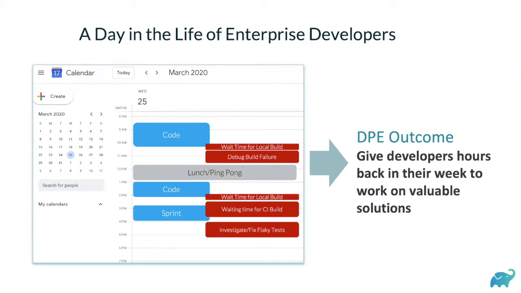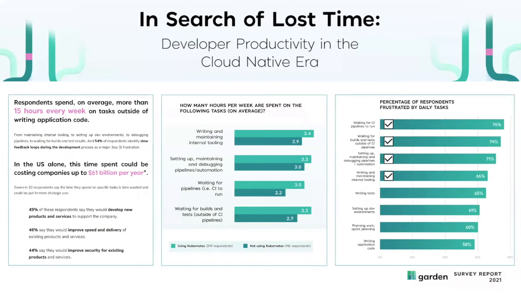Okay, so the outcome of DPE has a tactical outcome of giving developers back valuable time in their week to work on valuable things. But this extends beyond productivity, right? It really extends into developer happiness, because if you look at what is frustrating developers, and I like to think that frustration is sort of the opposite of joy, I wouldn't say it's the opposite, but it's certainly not pleasant, and it's certainly not what you want as part of a creative experience.